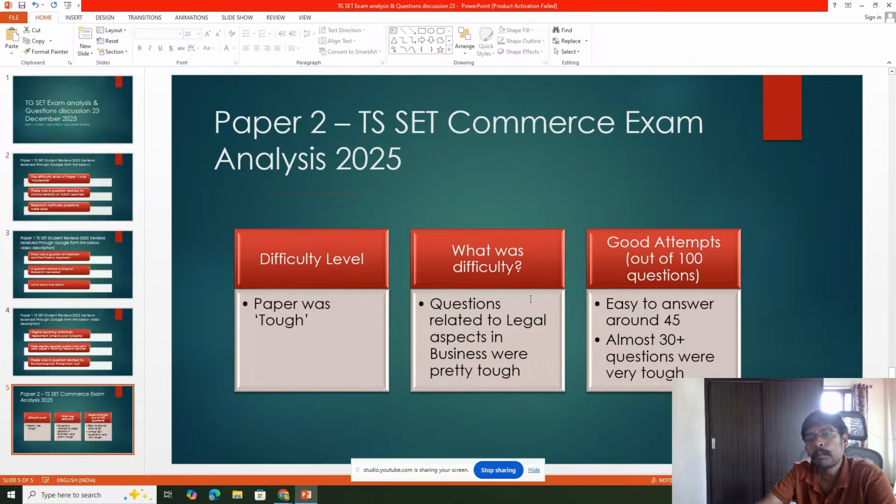Now coming to the paper 2 commerce review, we didn't receive many reviews for commerce. Only 2 students shared their feedback, so based on that we are analyzing this. This is a first level analysis, like a first review of commerce.